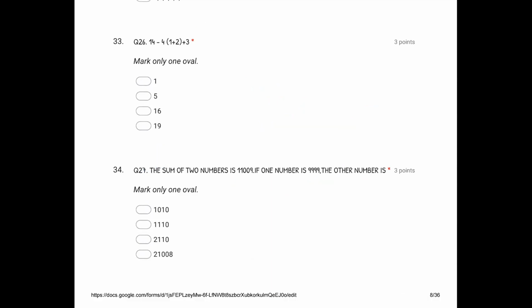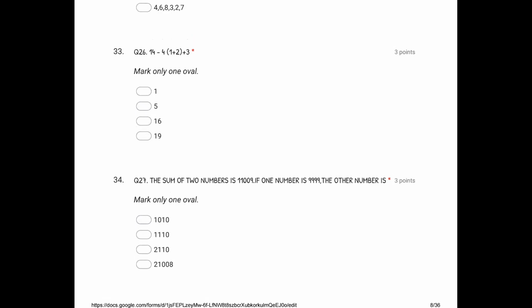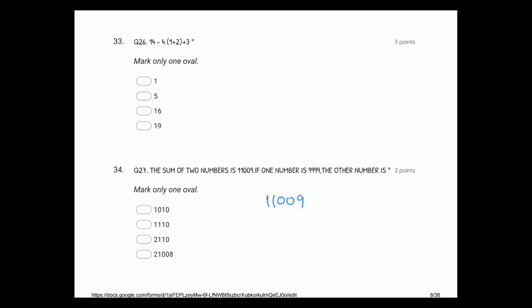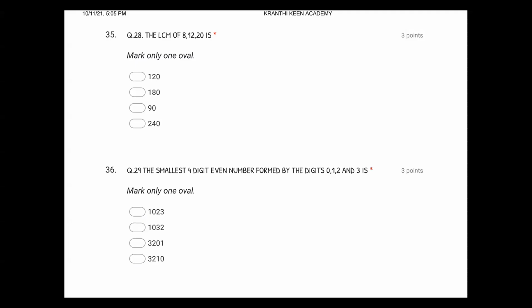One number is 9,900. Another number means if you do sum minus one number, you will get the other number. 1111 minus 9,990 (sic). It will become 9, it will become 10. 10 minus 1, 0. 10 minus 1, 1010. The answer is 1010.